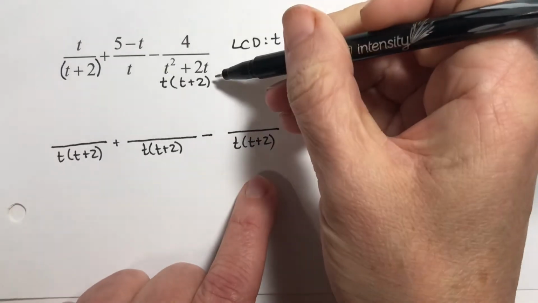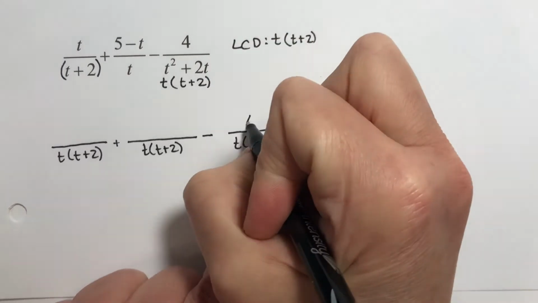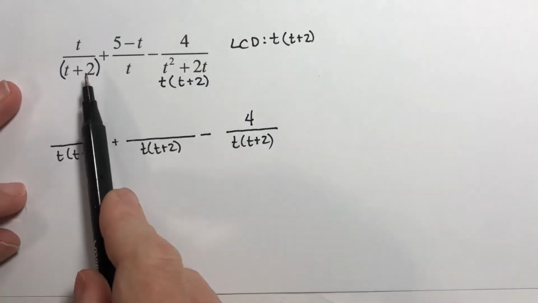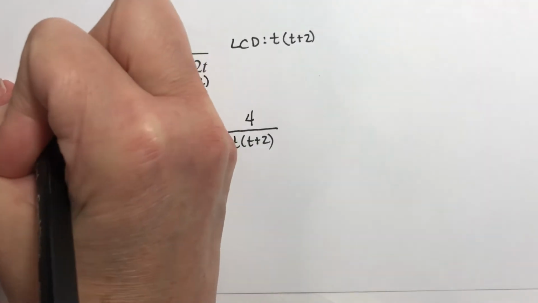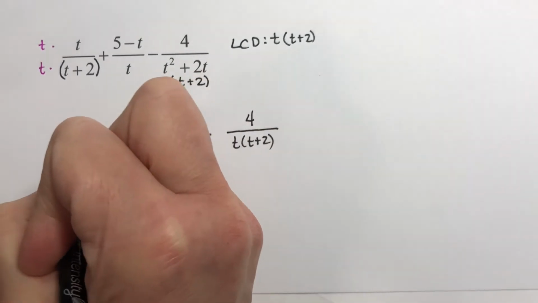This last fraction, the denominator changed form, but it didn't actually change, so the 4 stays the same. On this one, from here to here, I multiplied this by a t. So I need to multiply the top by a t as well. So that new numerator is t squared.